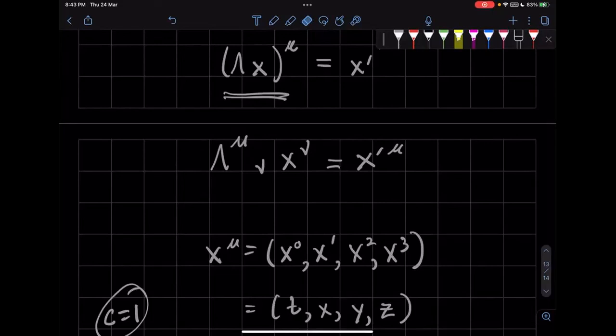Okay, so every time I see Lambda mu nu, I would compare it with a matrix. It is a matrix element. Got it. It's not a matrix, it's a matrix element.